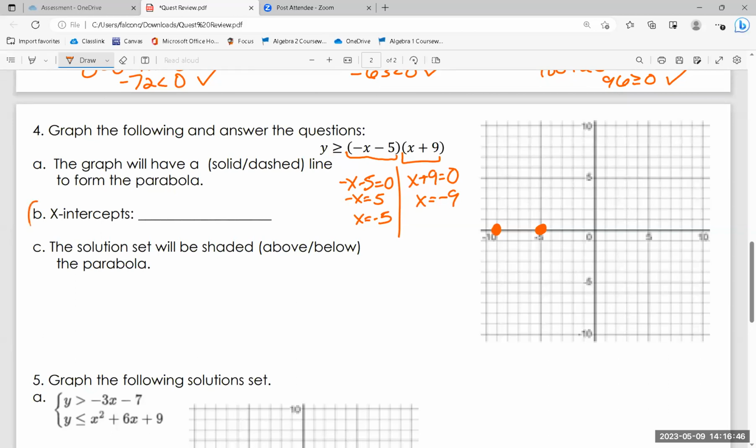And I'm gonna go ahead and answer question B. So -5, and then if we're writing these as ordered pairs, the y value is always 0, and then -9 as well.